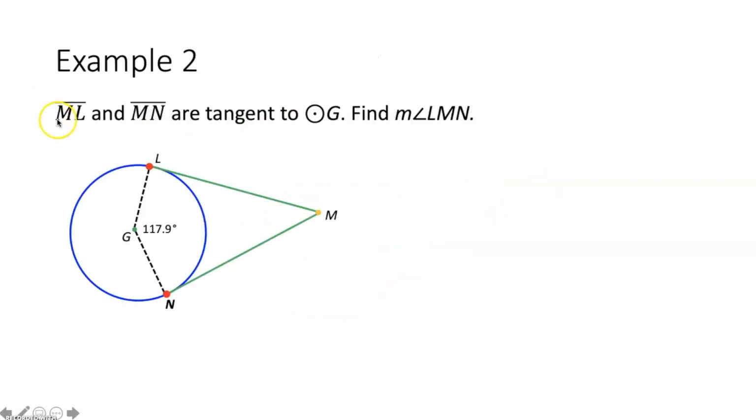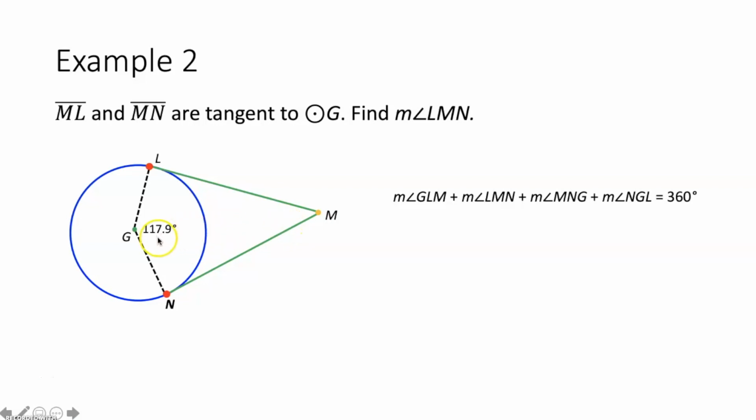Now example 2 says segment ML and segment MN are tangent to circle G. Find the measure of angle LMN. So to start this example, what we need to do is set up an equation to solve for the measure of angle LMN. Well, you can see here that we have actually a quadrilateral LMNG. Because it's a quadrilateral, we know that the sum of the measures of the interior angles here has to equal 360 degrees. So all we have to do is add up the measure of each of these angles, set it equal to 360, and then we can solve for the measure of angle LMN.